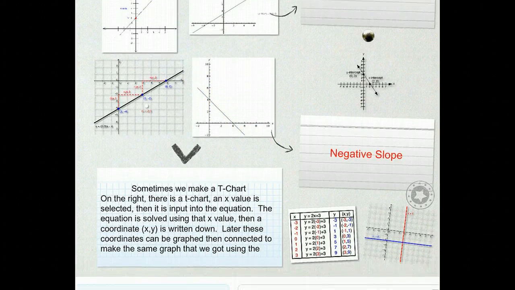And then later we'll be making t-charts where we pick x numbers, we will plug them into the equation, find the y, and the x and the y gives us a coordinate. We'll also be doing x equals and y equals graphs.